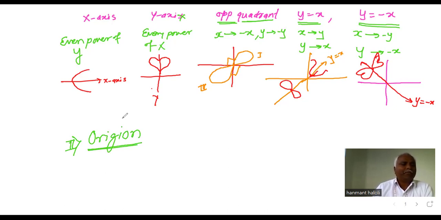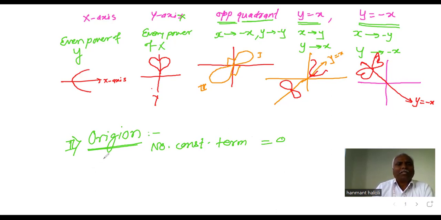How to check it? If the curve does not contain a constant term, then you say that the curve is passing through origin. Means no constant term, absence of a constant term in the equation. Then you say that the curve is passing through origin.